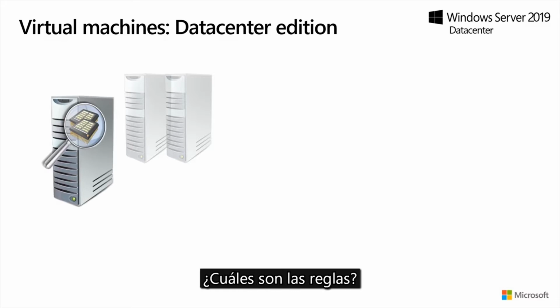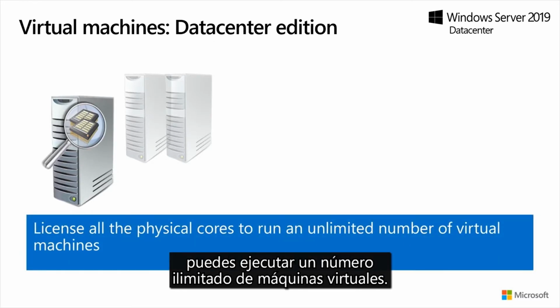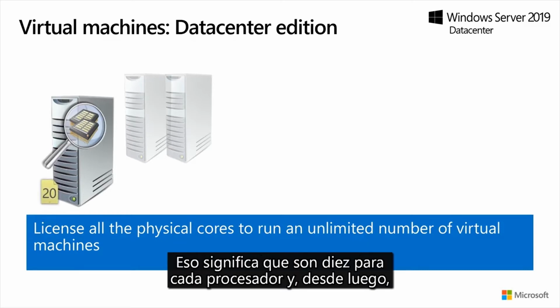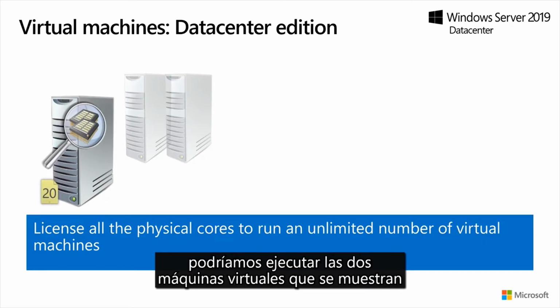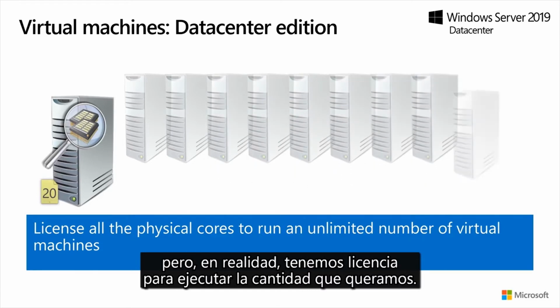So, what are the rules? Well, if you license the physical server completely, then you can run an unlimited number of virtual machines. So for this physical server, we'd need to assign 20 core licenses to it. That's 10 for each processor. And we could certainly run the 2 virtual machines shown, but actually we're licensed to run as many as we need to.